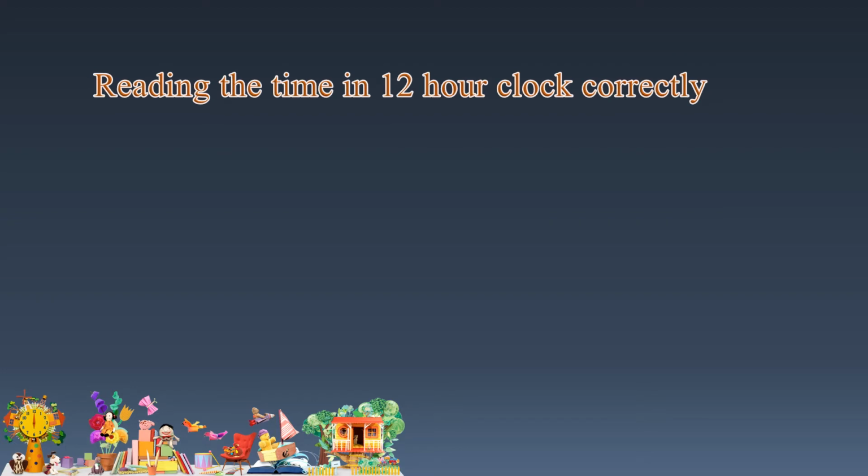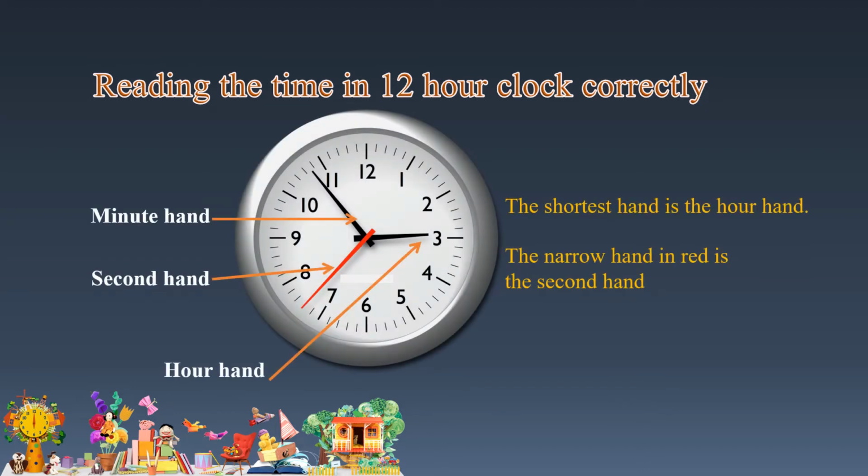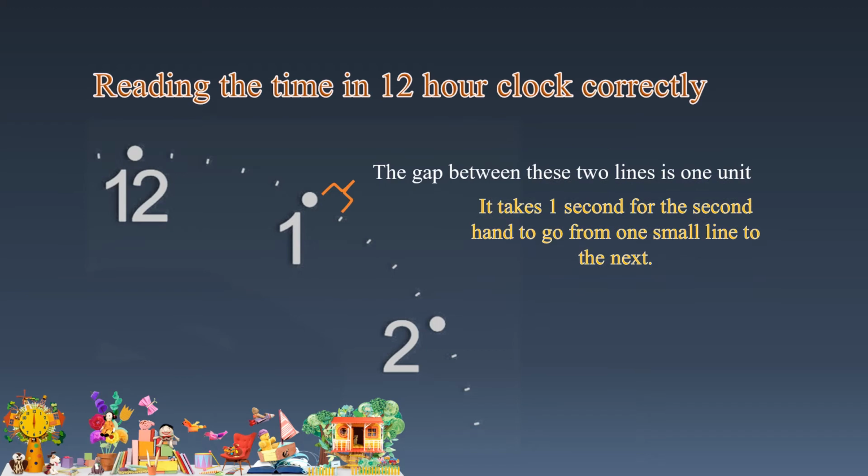First of all, we'll see how to read the time in 12-hour clock correctly. So this is our 12-hour clock. There I have mentioned the hour hand, second hand and minute hand. The shortest hand is the hour hand. The narrow hand in red is the second hand. Here the gap between these two small lines is always 1 unit.